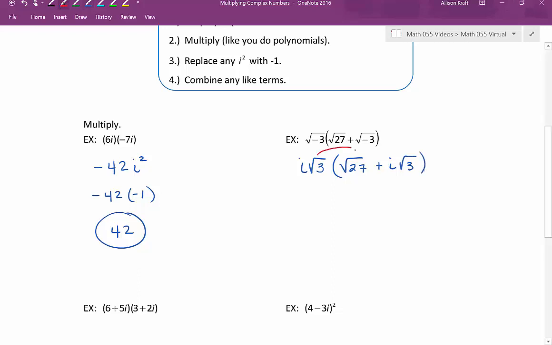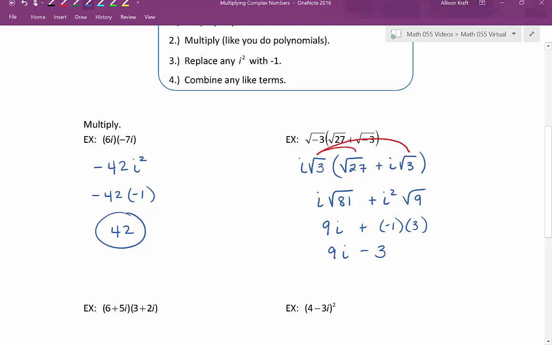We're going to distribute. i square root of 3 times the square root of 27 gives us i square root of 81. i square root of 3 times i square root of 3 gives us i squared on the outside and the square root of 9. Now let's simplify our radicals. 81 is a perfect square, so this becomes 9i. I'm going to replace i squared with -1, and the square root of 9 is 3. This becomes 9i minus 3.